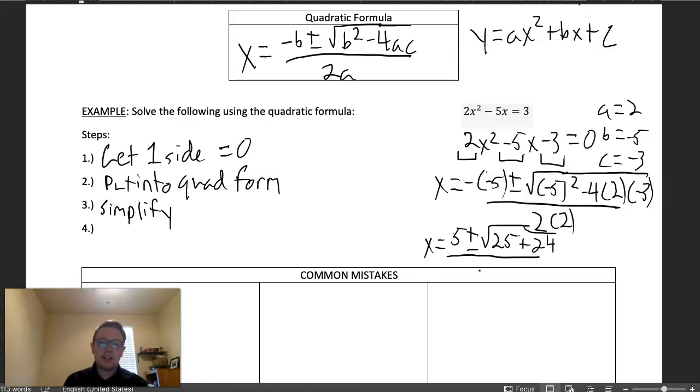all over 2 times 2 is going to be 4. Where this is going to be 5 plus or minus the square root of 49 over 4. So that's pretty simplified. Square root of 49 is 7, so that's going to be our last step, is to reduce that to 7. Then step 4 is going to be split this equation apart and solve.